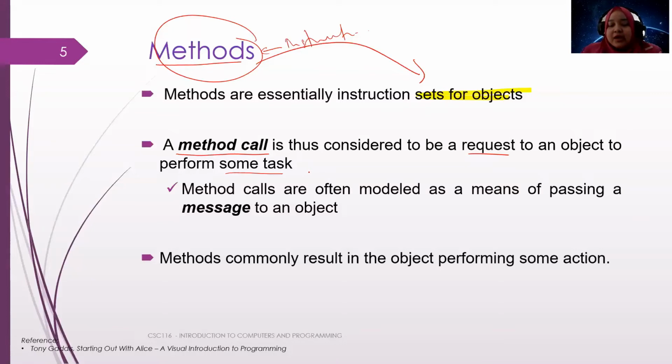Azmi, datang sini sekejap. Itu message saya. So, methods commonly result in the object performing some action. So, apa yang objek tu akan buat? Bila saya panggil, Azmi, datang sini sekejap, objek akan buat apa? Dia selalunya akan buat some action. Dia akan bangun dan datang ke hadapan. Itu maksud method. Maksudnya method ni adalah action, aksi atau pergerakan untuk setiap objek.